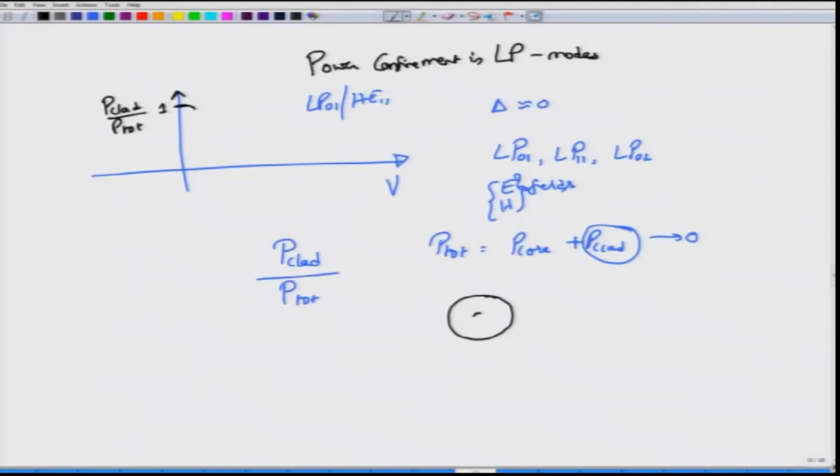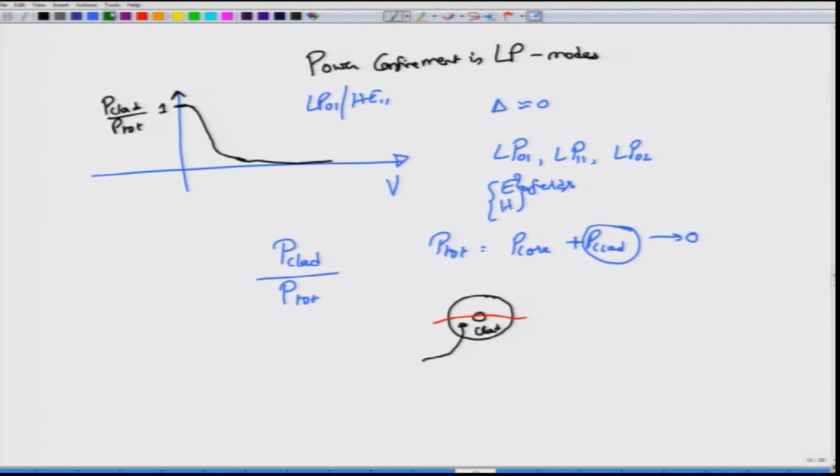If, for example, this is how a core would look like, so this is a core and this is the cladding, then at or near cutoff, most of the power is actually concentrated in the cladding, and very little of the power is concentrated in the core. In fact, at V equal to 0, this ratio of cladding power to total power becomes equal to 1, which means all the power that we have launched is essentially sitting in the cladding. But when you start moving away from V equal to 0, you will start seeing that the power in the cladding starts to go to 0.